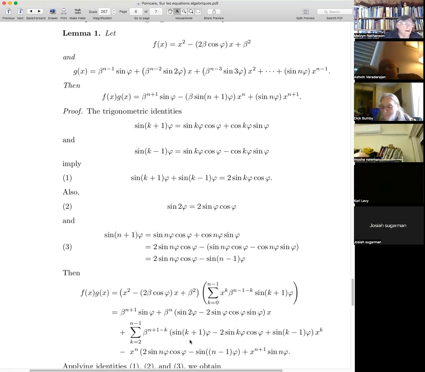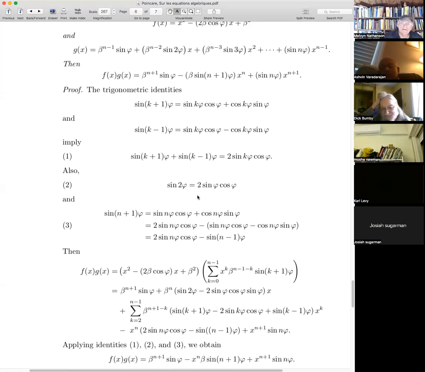Here, for all these x to the k terms, you have a power of beta, and then you have sine k plus 1 phi minus 2 sine k phi cosine phi plus sine k minus 1 phi. You have this relation, which is 0. So everything cancels, right?